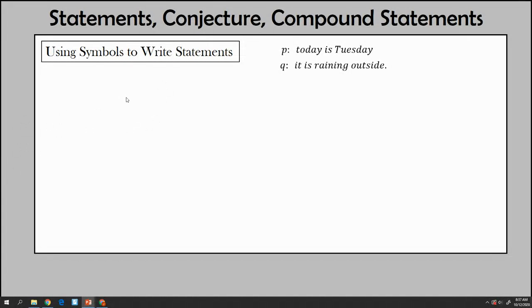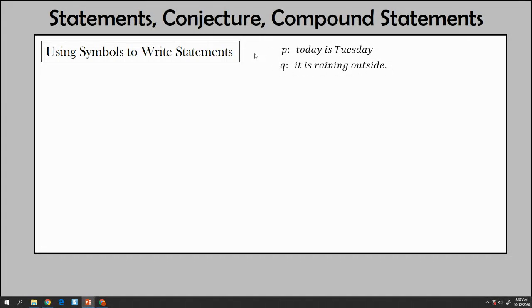All right. Next thing we'll do is use some symbols to write these statements to get the feel for how to write these different compound statements using symbols. First of all, I mentioned earlier that what we do is we take a letter and we represent a statement with it. So P: today is Tuesday. That's a statement. It's true or false. Q represents this statement: it is raining outside. Well, look outside. It's either true or false.